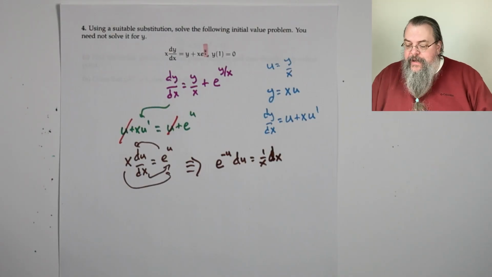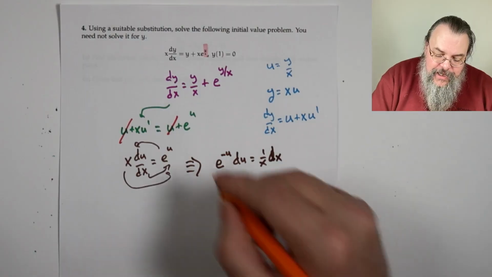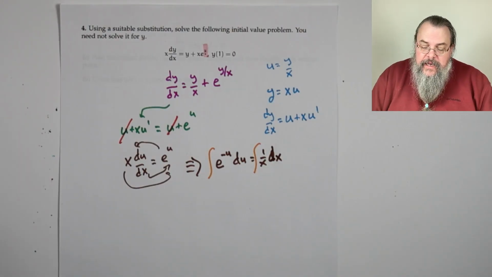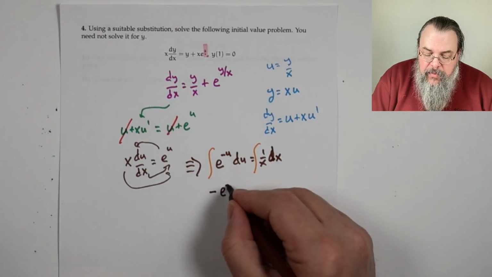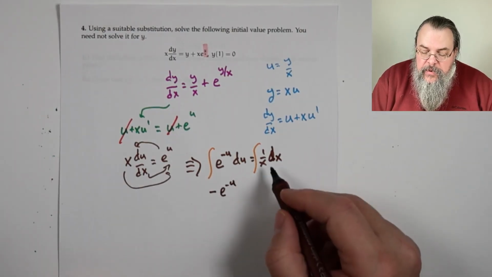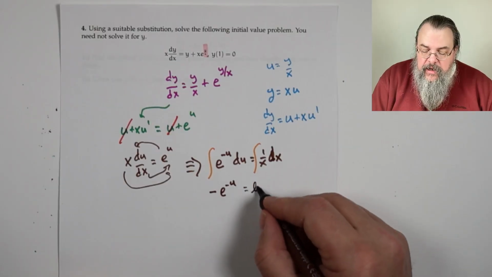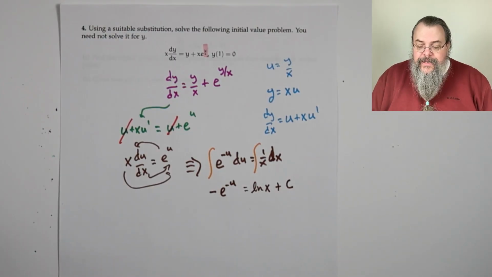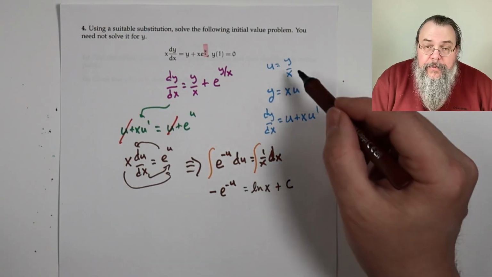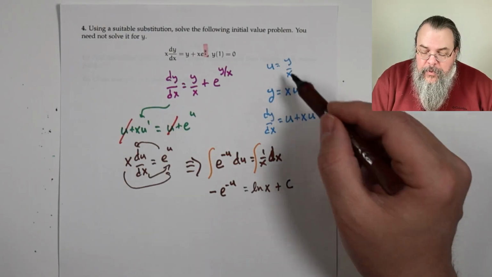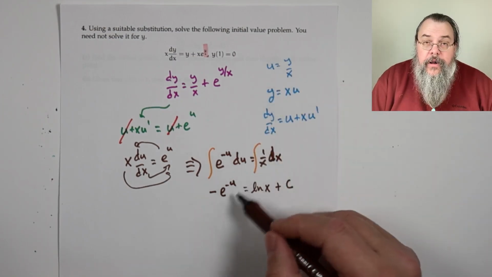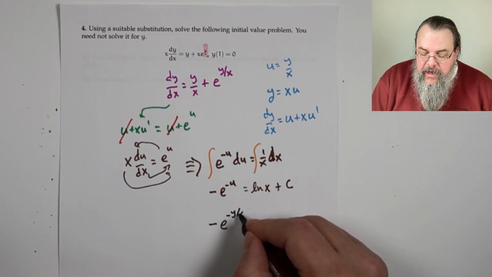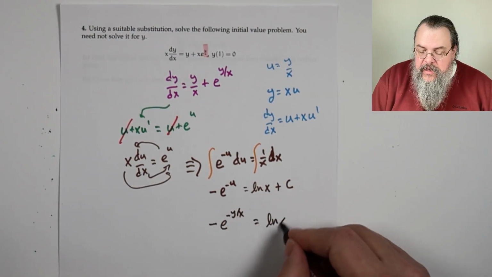We've separated. After separation comes integration. Okay, good. Well, what's the integral of e to the minus u? It is minus e to the minus u. And what's the integral of 1 over x? It's log x. Throw in a constant. And now, are we done? No. What needs to be left? Got to put it back into terms of y. So we replace all our u's, u being y over x. So this becomes minus e to the minus y over x is equal to natural log of x plus c.